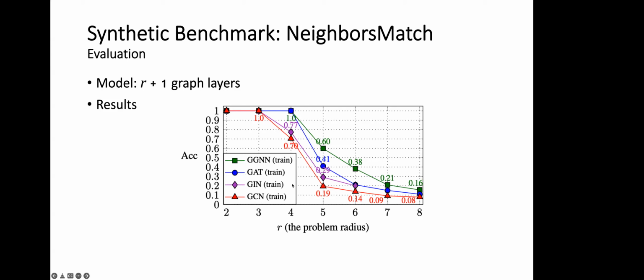Starting from R equals 4, the model suffered from over-squashing that results in underfitting, which means the accuracy becomes very low. And the bottleneck prevents the models from distinguishing between different training examples. These results clearly show the existence of the over-squashing problem in training GNNs starting from R equals 4.